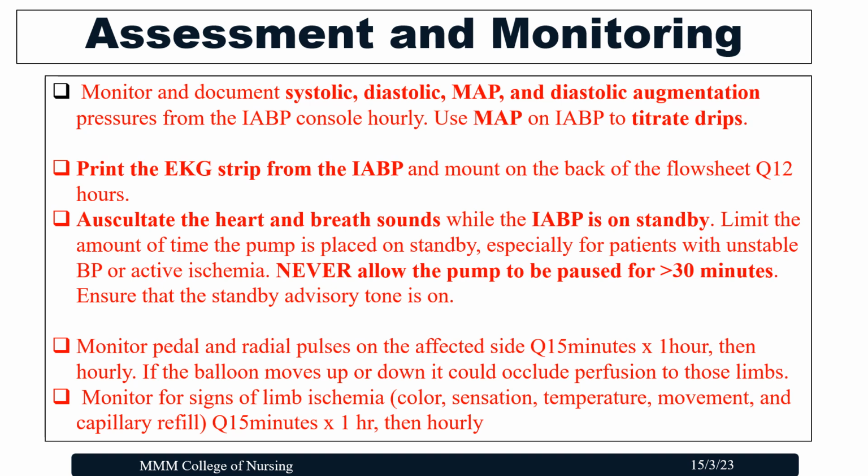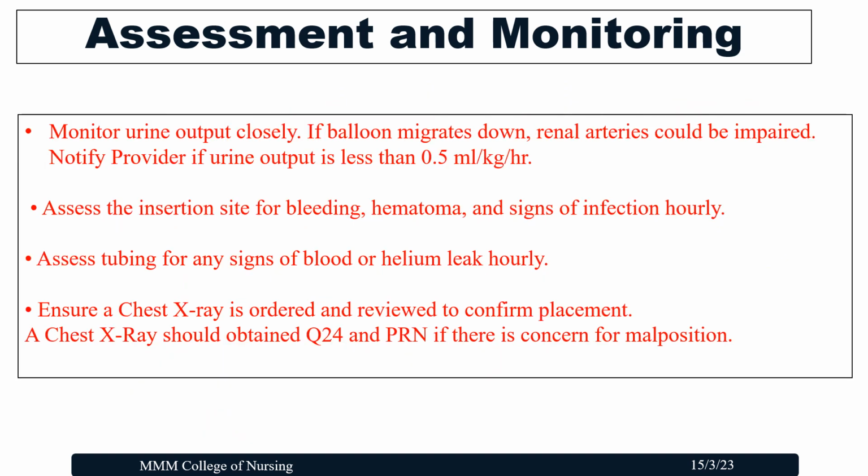The signs of limb ischemia include changes in color, sensation, temperature, movement, and capillary refill. So we need to monitor the color, sensation, temperature, movement, and capillary refill in the lower extremities every 15 minutes for 1 hour and then hourly. Monitor urine output closely. If the balloon migrates down, it can obstruct the renal arteries, so renal function will be impaired. Notify the provider or physician if the urine output is less than 0.5 ml per kg per hour.